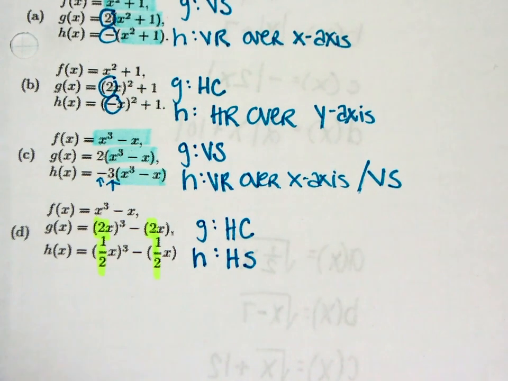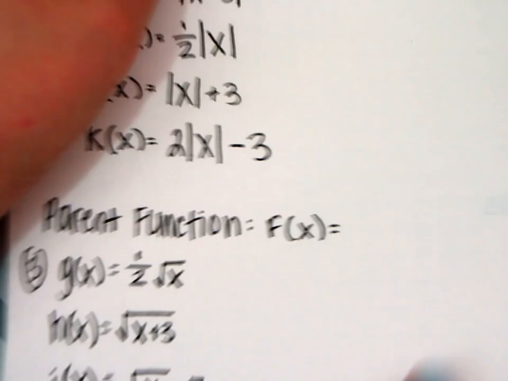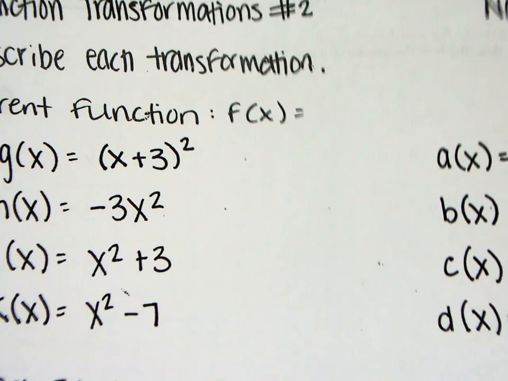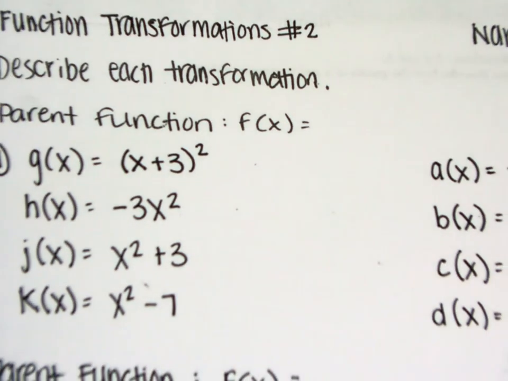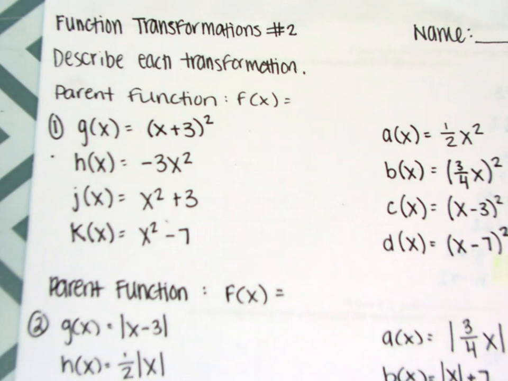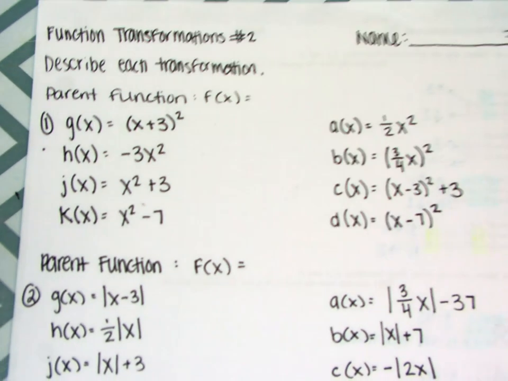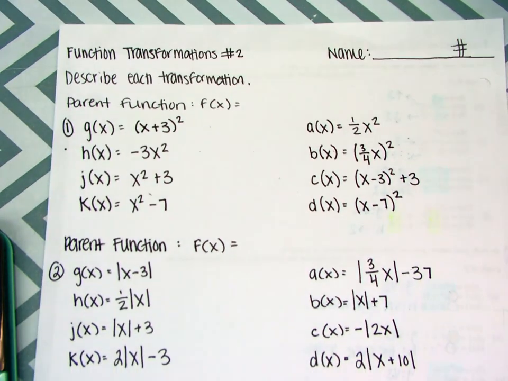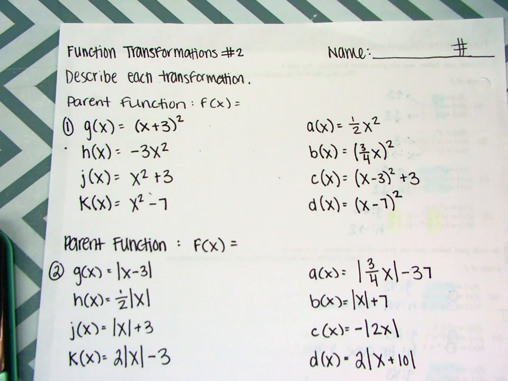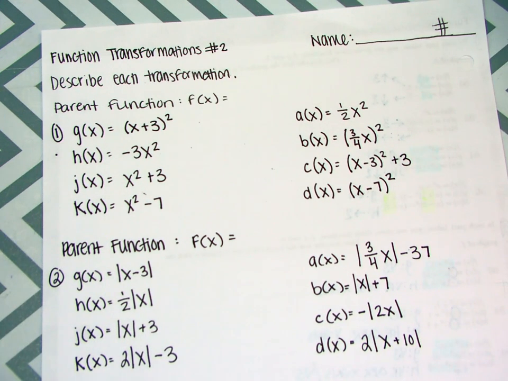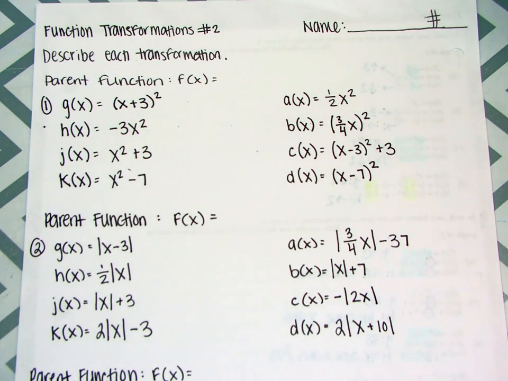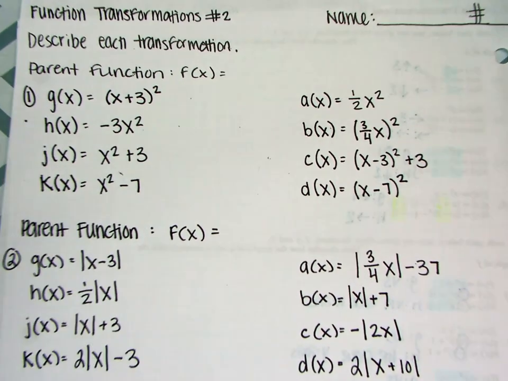Honestly, if you're having trouble, I would use the chart or I would graph. Graphing is going to be kind of your friend on these kinds of problems. All right, so on the back, this is function transformations number 2. I will zoom out so you can see everything. On these, we're going to identify the parent functions as well as identify all the transformations that are happening. Okay, so zooming in here.